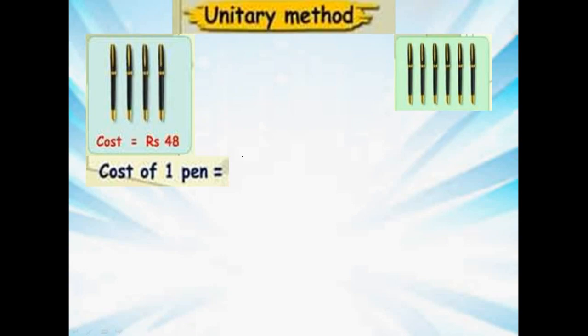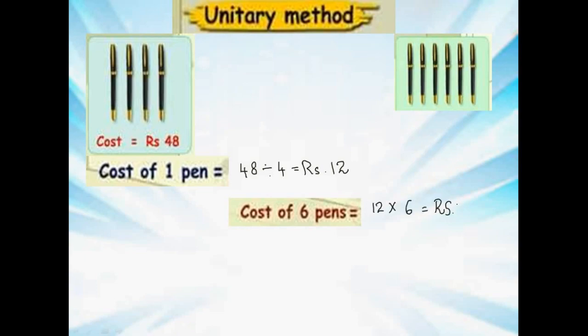Correct. 4 pens, its cost is 48. So the cost of 1 pen is 48 divided by 4. It gives you rupees 12. Now we need to find the cost of 6 pens. We have the cost of 1 pen, it is rupees 12. Then how to find the cost of 6 pens? To find the cost of 6 pens, we need to multiply 12 by 6. It is rupees 72.